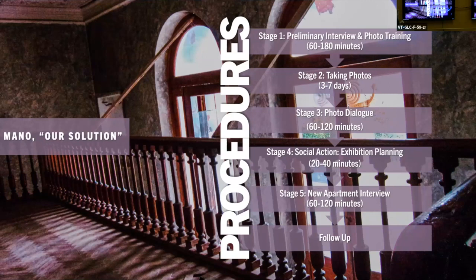Then stage 4 would be what we call social action. In our case, this was when we planned the exhibition of the photos. And then what I'm not going to talk about today is the 5th step, when we came back a year later and we interviewed them again in the new apartments.